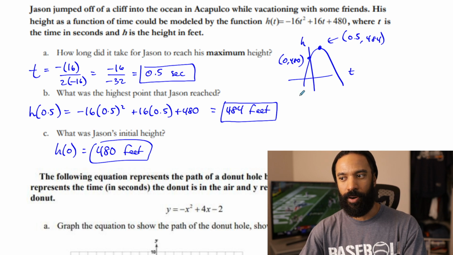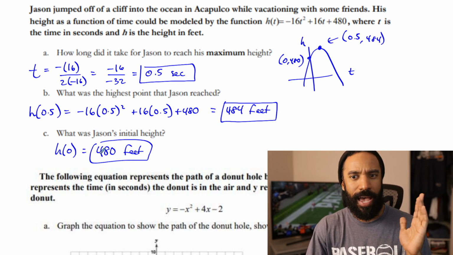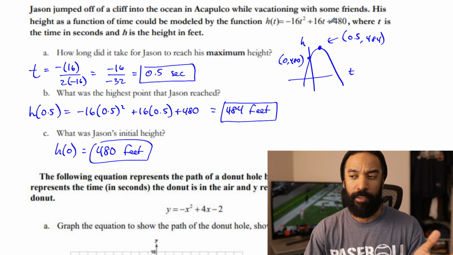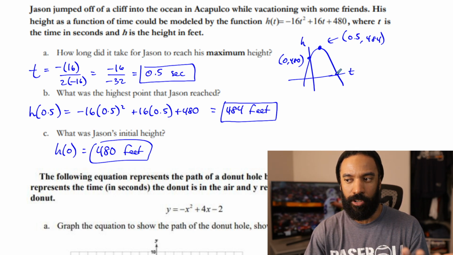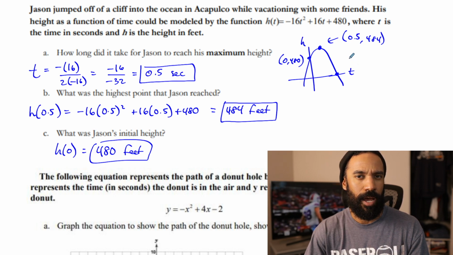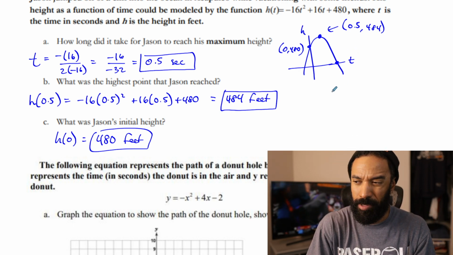Half a second later, he was 484 feet in the air. I know my word problem asked at what time did he hit the water, which we solve by factoring this thing. And we find out what the x-intercept, or the t-intercept in this case, is right there. I can't remember. Might have been 6 seconds.